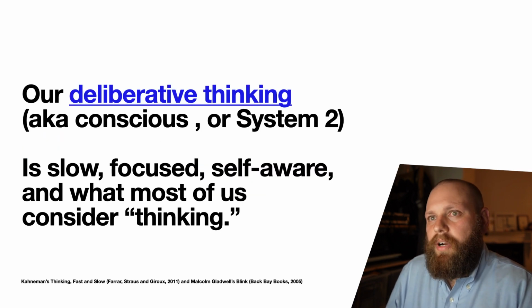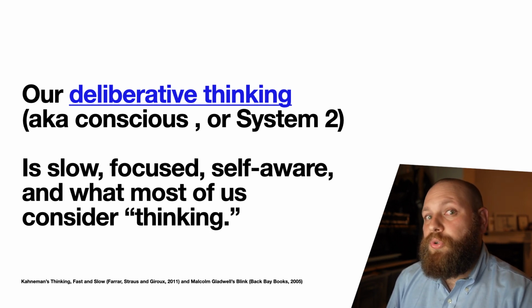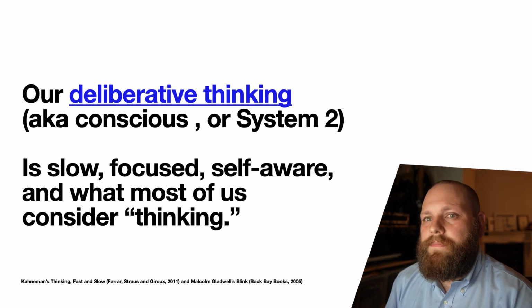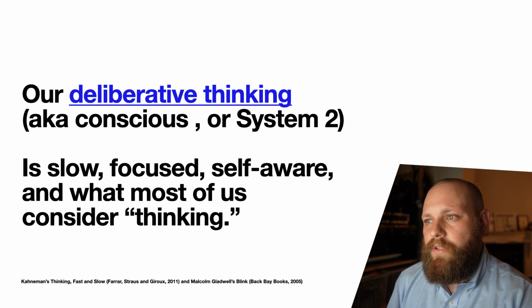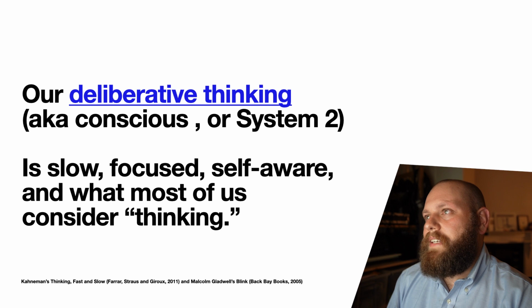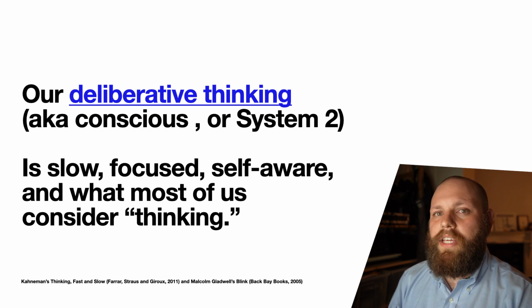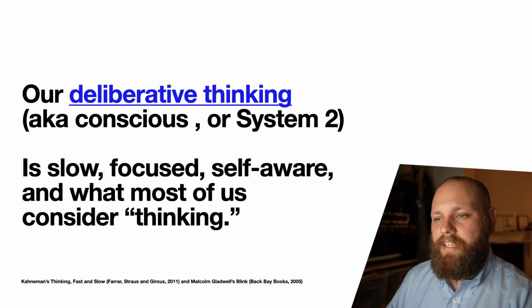So, no surprises, the one that is deliberate is conscious, or system 2 thinking as it is often described. It's slow and it's focused and it's self-aware. It's what you think about as thinking when you're sitting down and you're in your own head. You're thinking a thought and you can say, I'm thinking. You self-identify as acting in your mind, thinking in your mind.